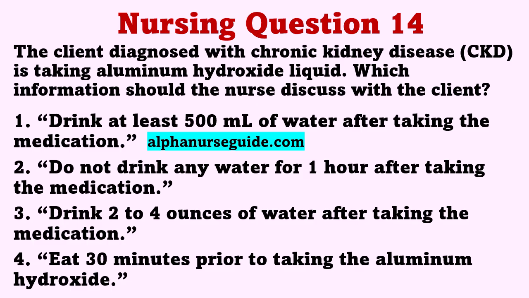The correct answer is 3. Drink 2 to 4 ounces of water after taking the medication. Liquid antacids should be taken with 2 to 4 ounces of water to ensure that the medication reaches the stomach. The client should not drink more than 4 ounces of water because water quickens the gastric emptying time. Antacids should be taken on an empty stomach and are effective for 30 to 60 minutes before passing into the duodenum.